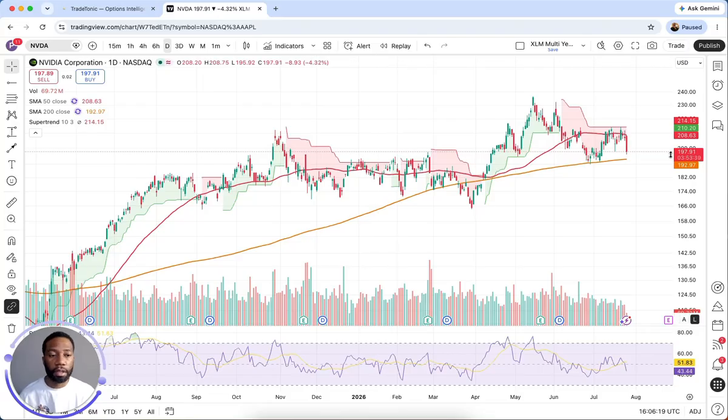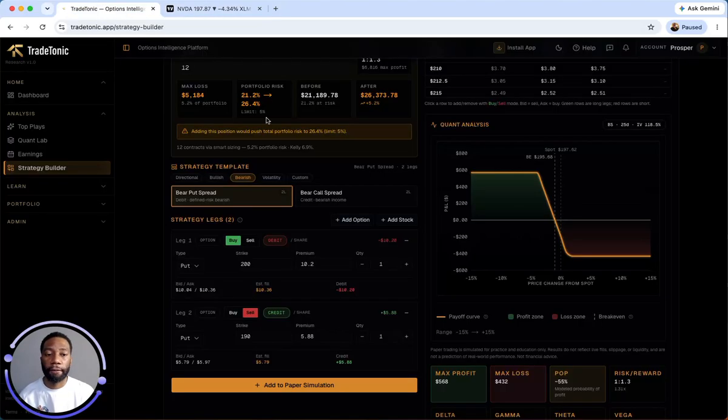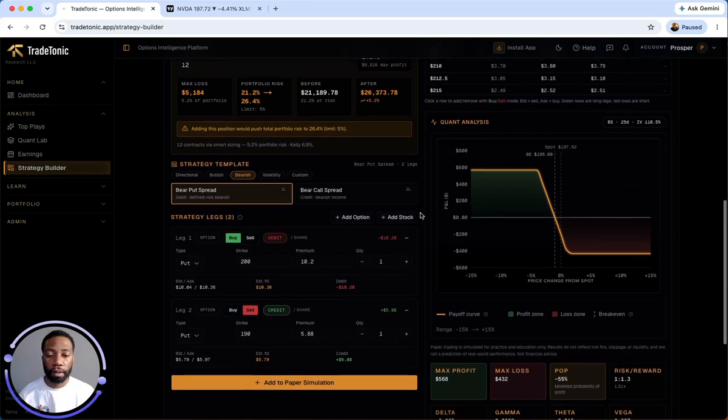So the question is, do we think the stock could, in the next 25 days, recover from this big sell-off that we're seeing today? I think the odds are a little bit more in our favor for the stock to hit 190 or 189 versus it going up to 200 or 201. So I like this bear put spread strategy on Nvidia. We're going to put this trade on.